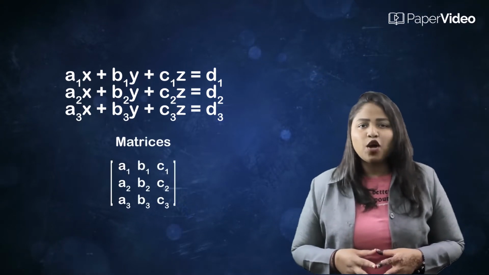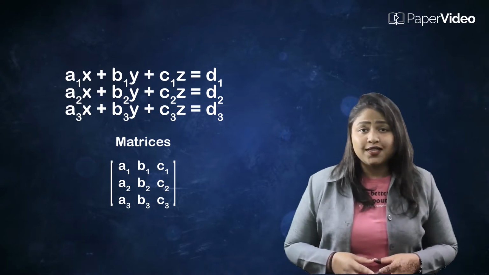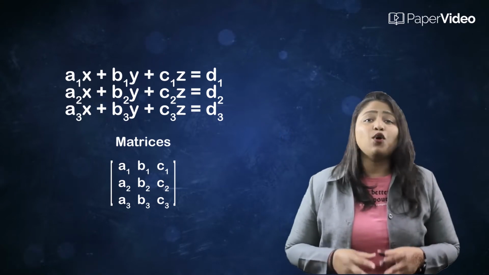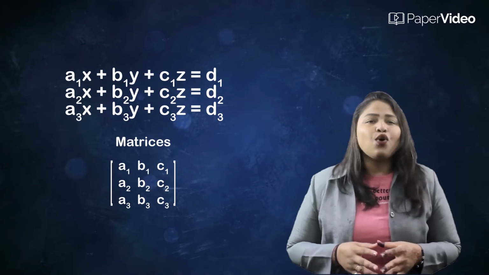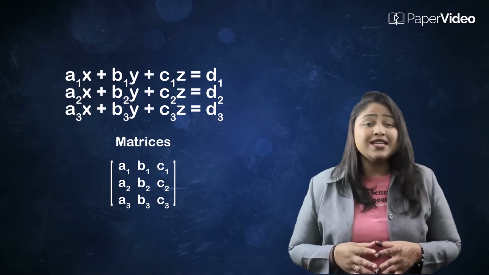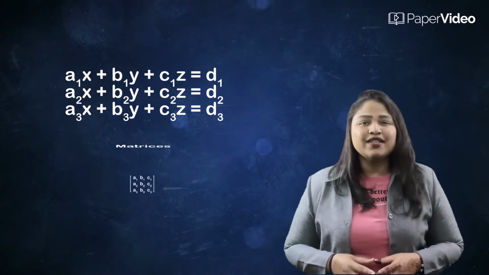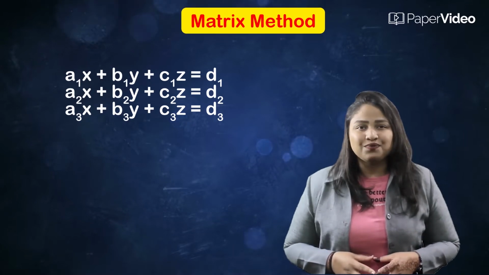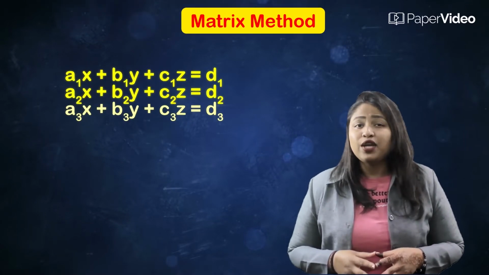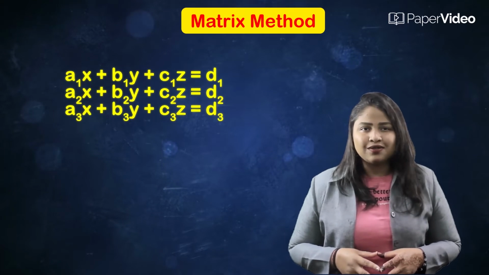Yes, using the properties of determinants and matrices, we can easily solve a system of linear equations in 2 or 3 variables and check for its consistency. And this method is known as matrix method. In this method, we form 3 matrices using these equations.